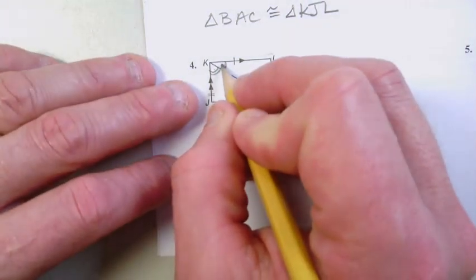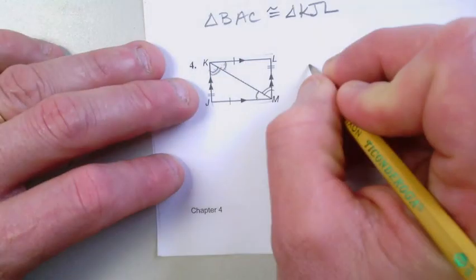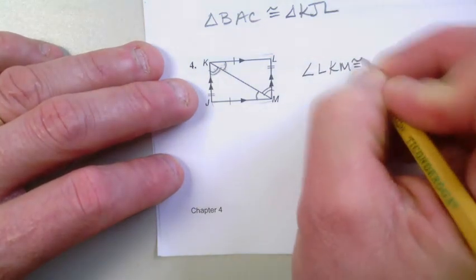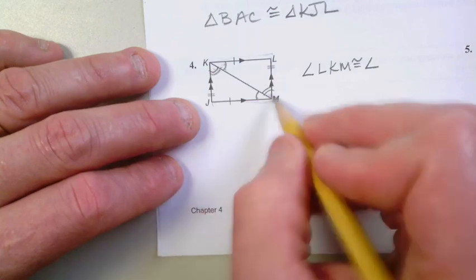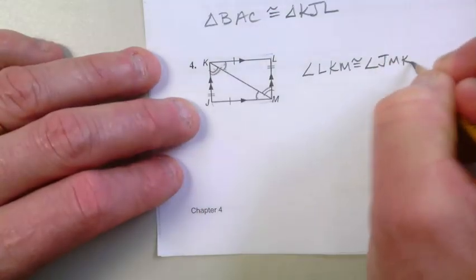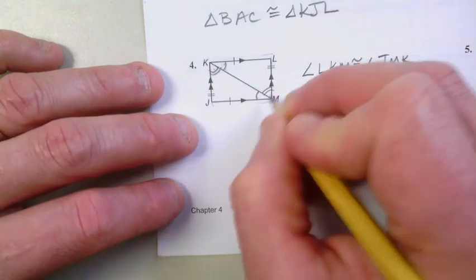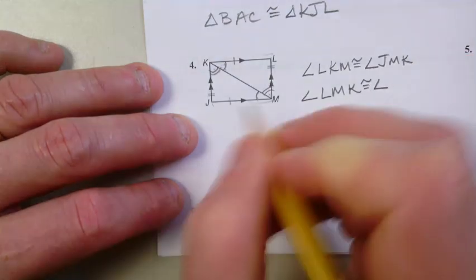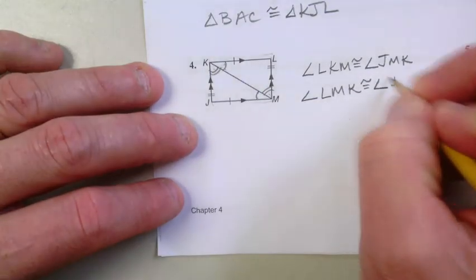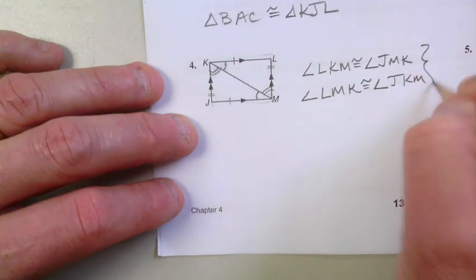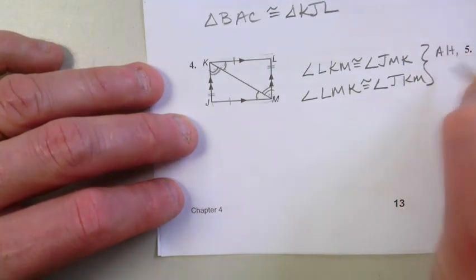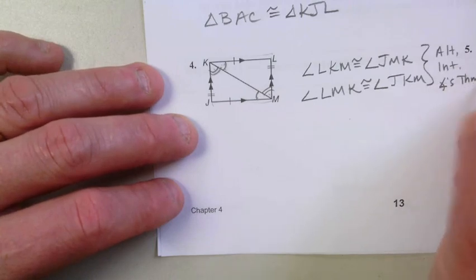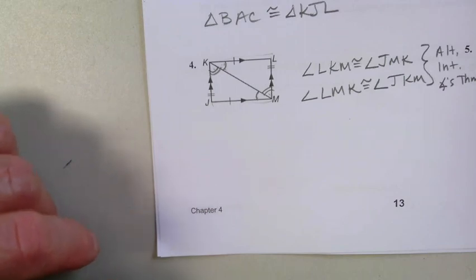Now remember, there's multiple angles here at the vertex of K. So I'm actually going to write down angle LKM is congruent to angle JMK. And I'm going to go ahead and say that angle LMK is congruent to angle JKM. And I'll just make a little note to myself. This was by the alternate interior angles theorem. Okay, that's how I know that those are congruent to each other.